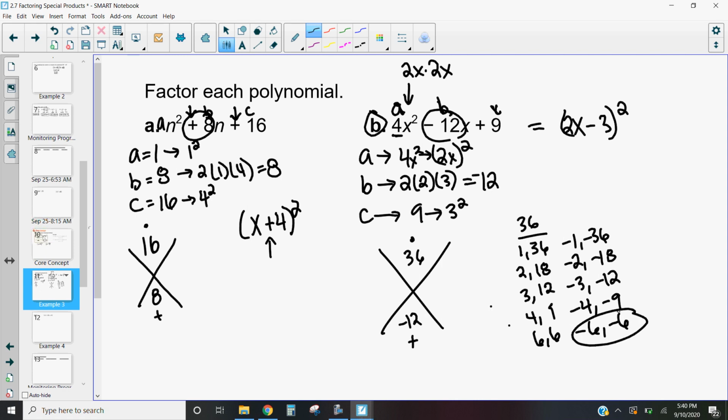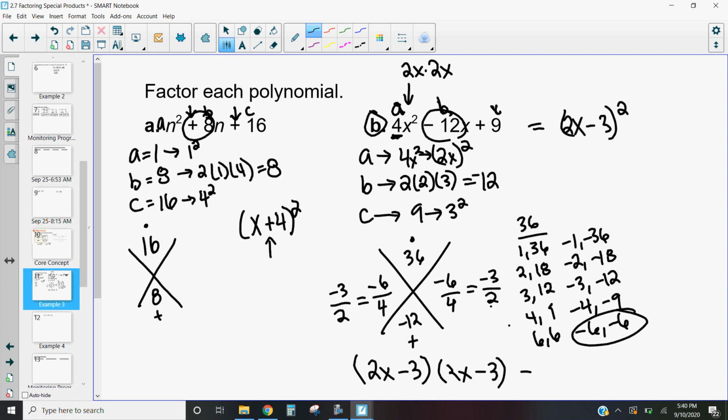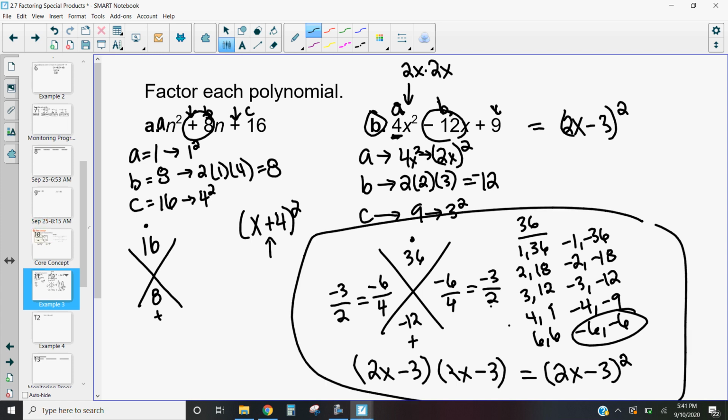And notice this is going to be our negative 6 and our negative 6. So I have a negative 6, but I multiplied it by 4, so I have to divide it by 4, divide it by 4. These simplify to a negative 3 over 2 and a negative 3 over 2. So notice when I wrote that, I ended up with a 2x minus 3 times 2x minus 3, and that can be rewritten as 2x minus 3 squared. But look at how much work this is. We can do that work, or we can recognize that this might follow that pattern and do it that way.